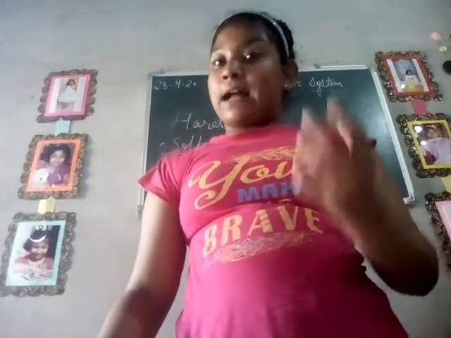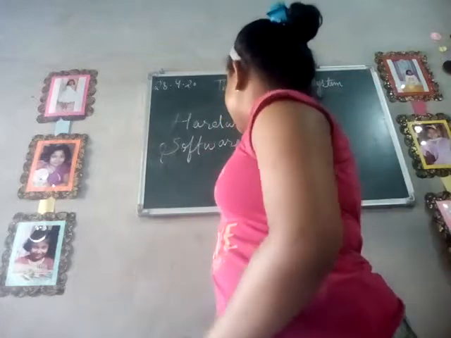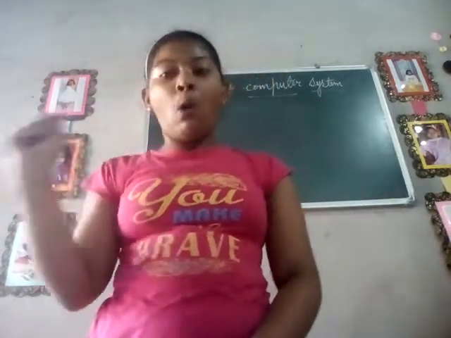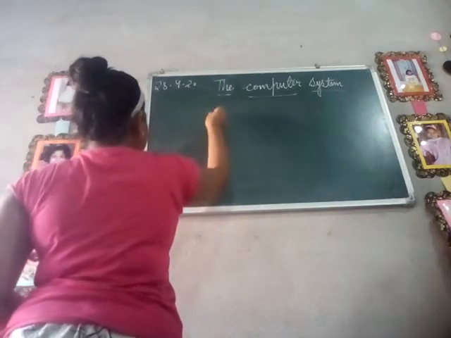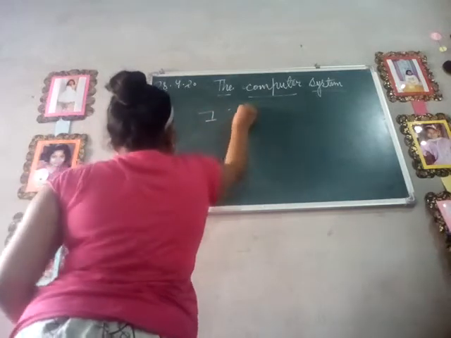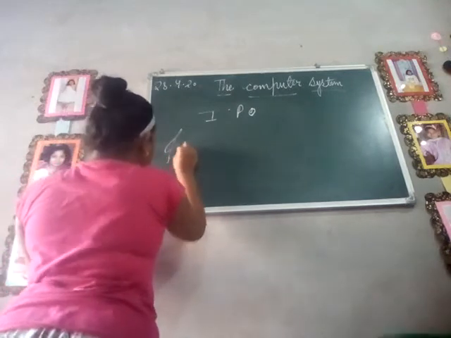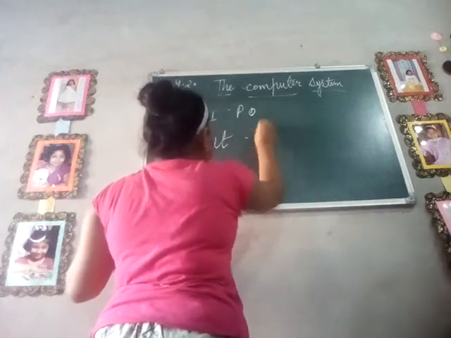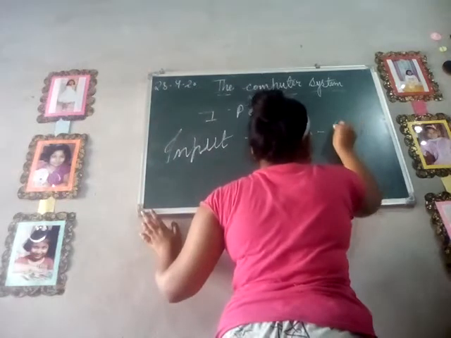Okay, so now second topic is how does a computer work. It works on IPO. I will tell you what is IPO. IPO means input. I means input. P means process. O means output.